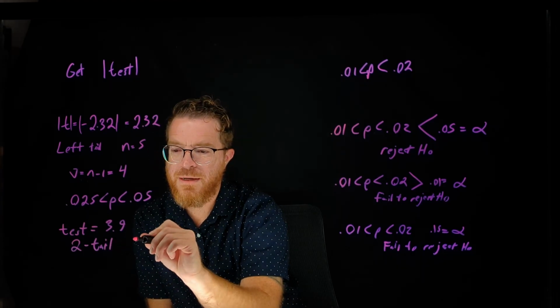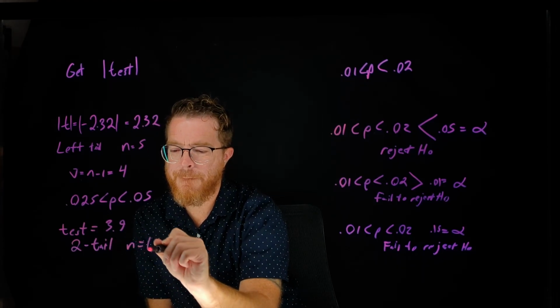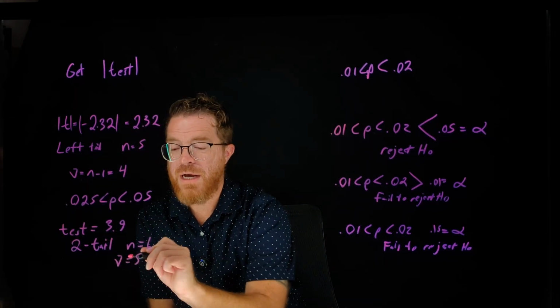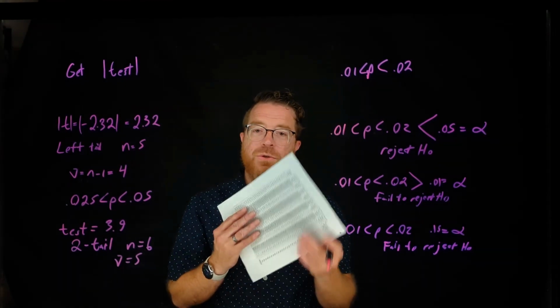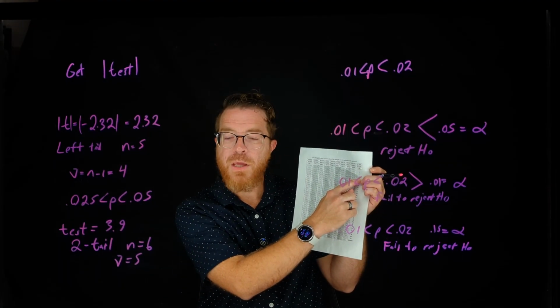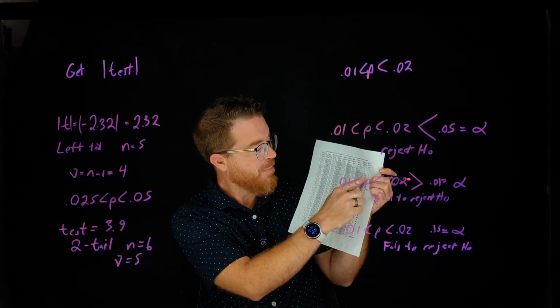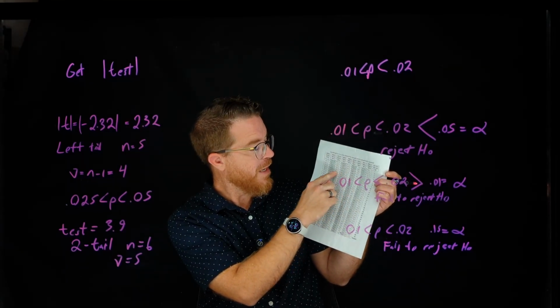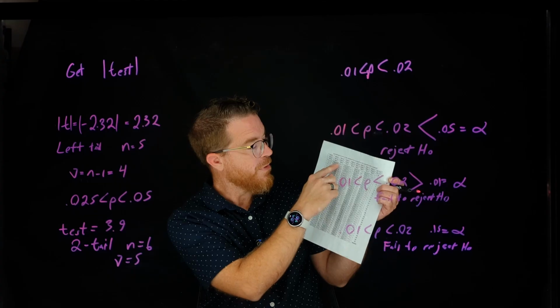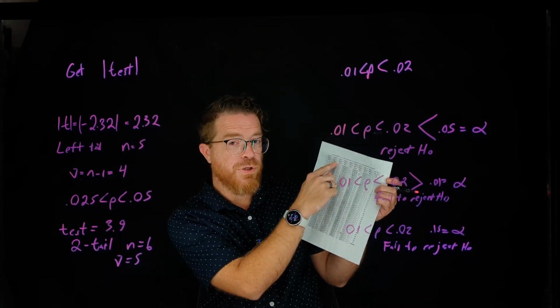We have an n of 6, which means that we have a degrees of freedom of 5. So again, we're going to go on to our table. We're going to go down to 5 for degrees of freedom. We're going to go over until we find 3.9, or the interval that 3.9 falls in, which is right here, between 3.3649 and 4.0321. We will go up to the second row, which is for two-tail test.